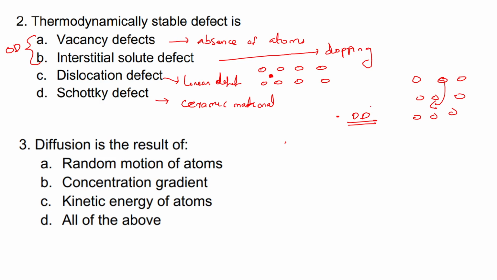Now, next option: diffusion is the result of, all of the above, obviously. Random motion of atoms will make diffusion, and concentration gradient also, and kinetic energy of atoms also will make the diffusion. So, all of the above is the answer. Now, what about the next problem?